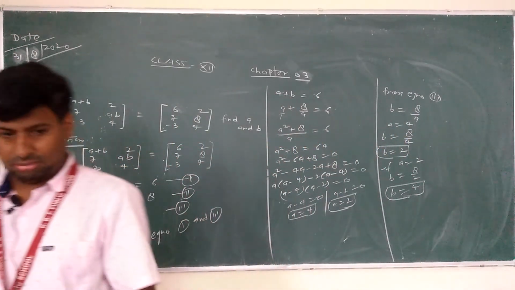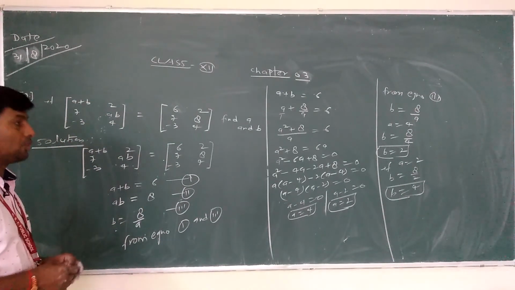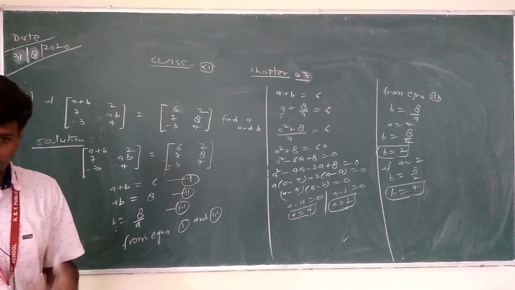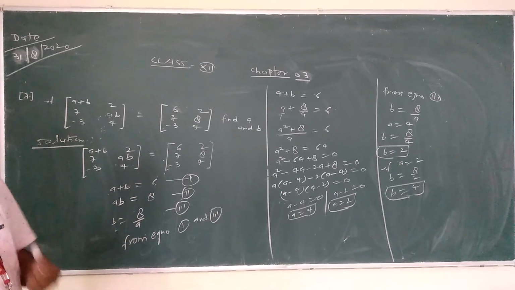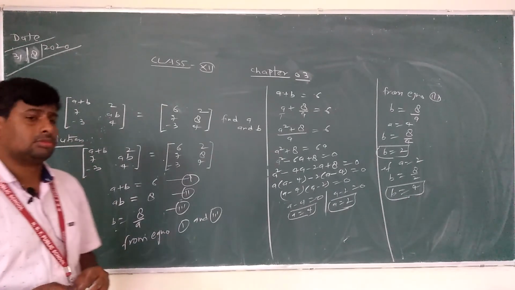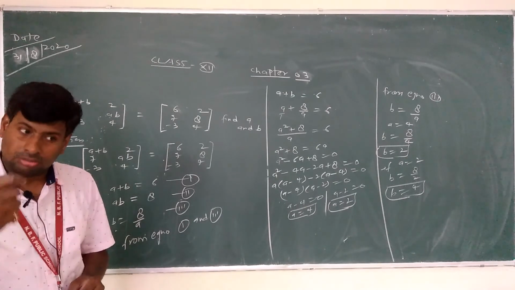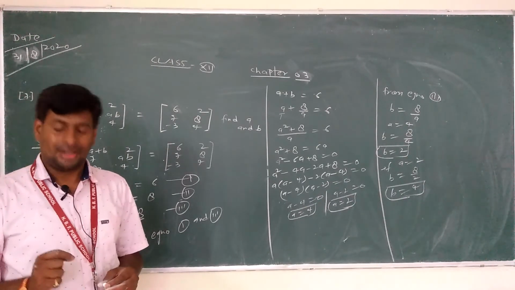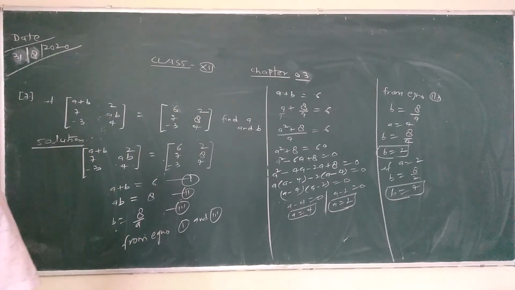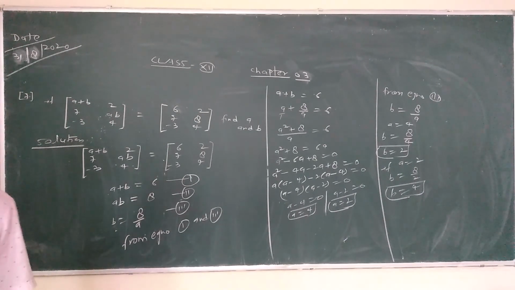Okay, so in exercise 3.1, we covered only two topics. First, how can we construct a matrix if a particular element is defined? And second, if two matrices are equal, then how can we find unknown values? That's clear? So this exercise 3.1 is completed. In the next video, in the next class, we will discuss operations on matrices.